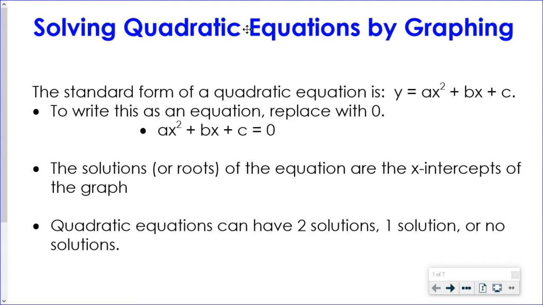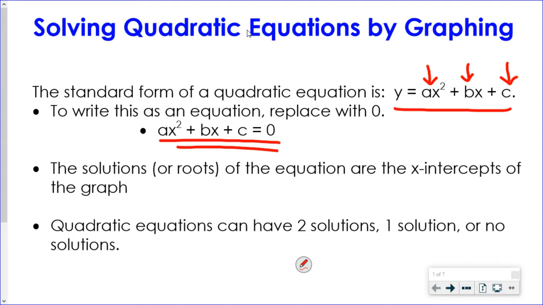So just as a review, the standard form of a quadratic equation is this. And remember, the important part is you need to know what is A, what is B, and what is C. Sometimes those will be ones or zeros. Now you need to write this as an equation, so instead of saying y equals, you should set it up equal to 0.